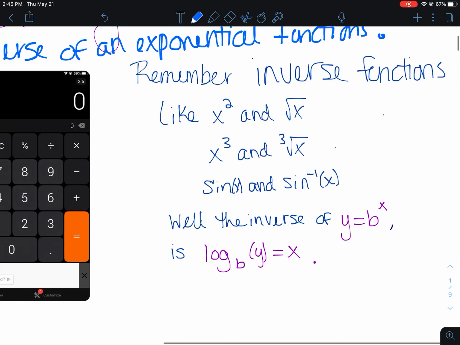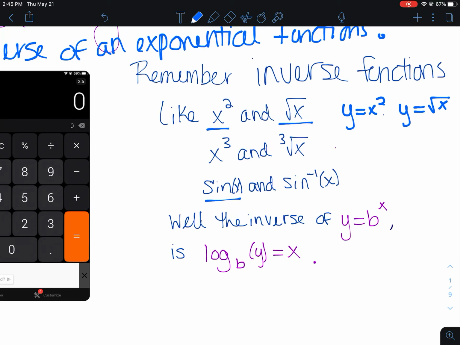So if you think about inverse functions, we've talked about them in the year previously. X squared and the square root of x. Those are inverse operations. If you say y equals x squared, if you graph that, and then y equals the square root of x, you get inverse functions of each other. Same with x cubed and the cube root. We looked at sine, and there's also sine inverse. We can undo that function.